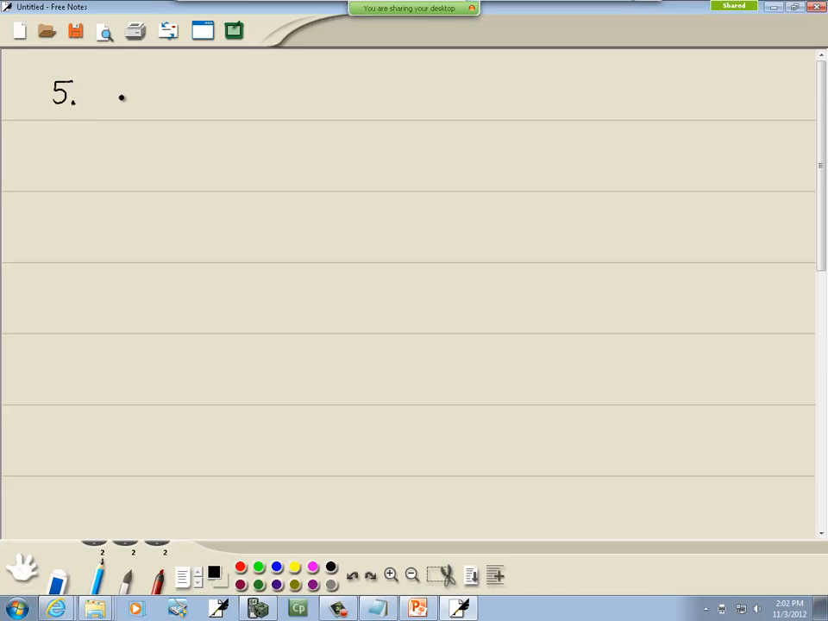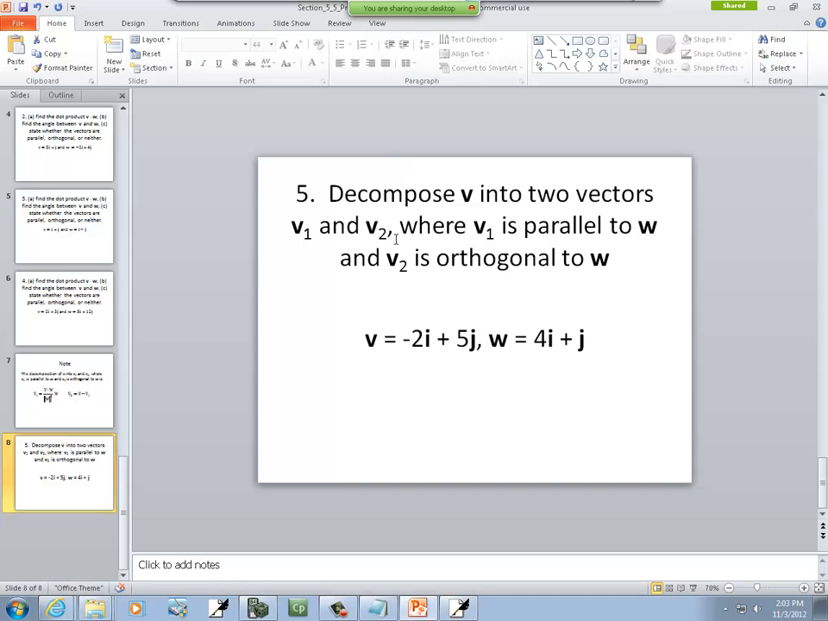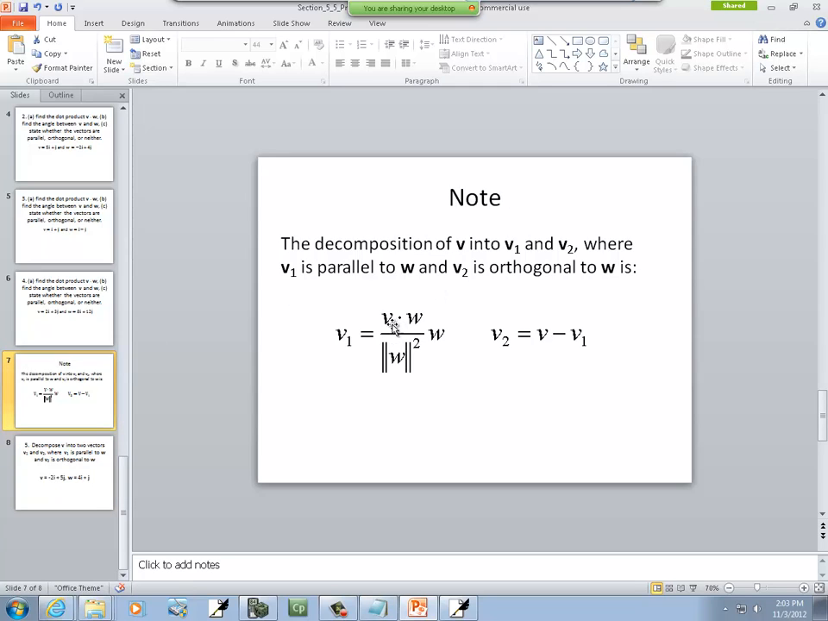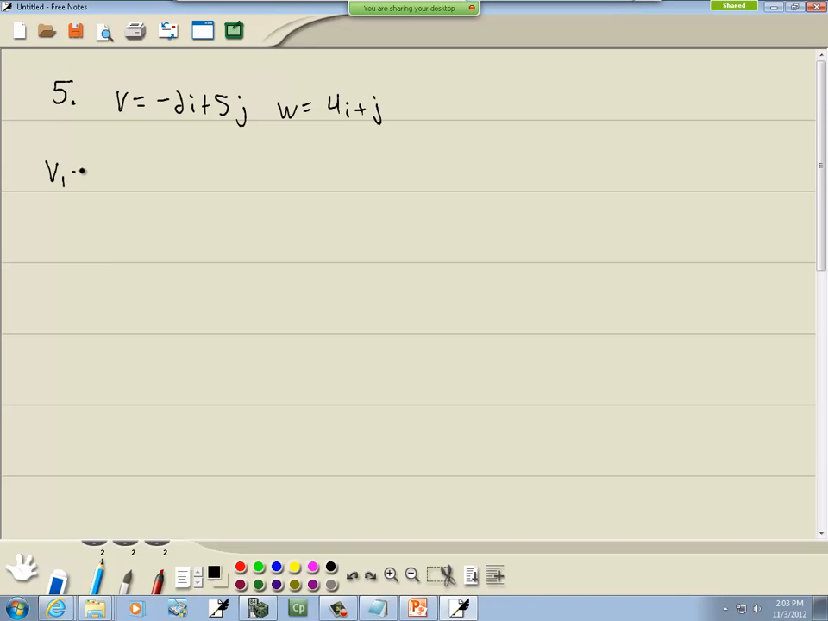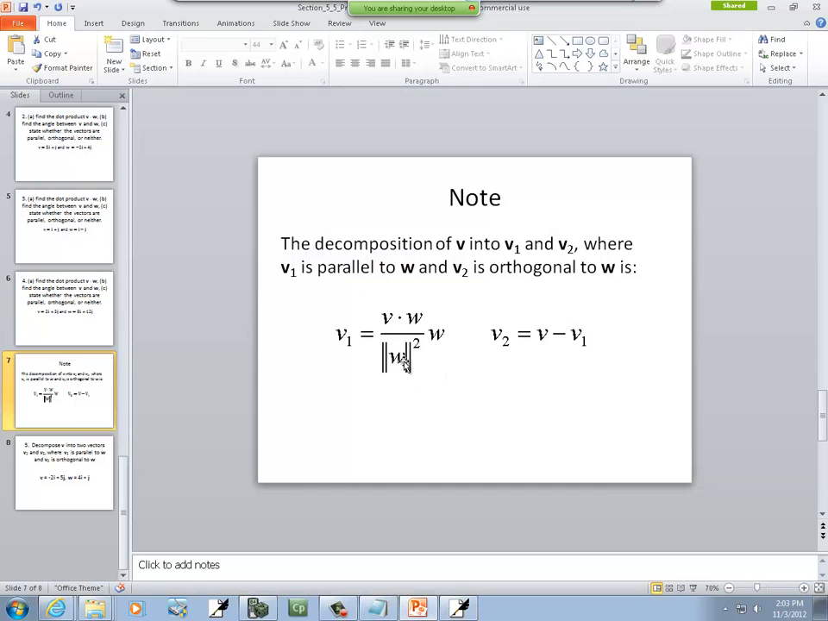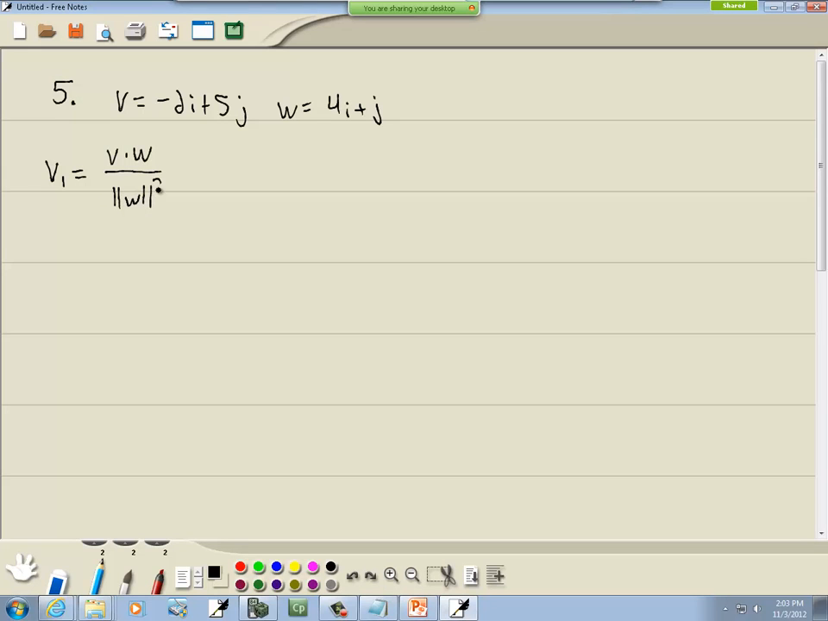Okay, so we got V is equal to negative 2i plus 5j, and W is equal to 4i plus j. It says decompose V into two vectors, V1 and V2, where V1 is parallel to W and V2 is orthogonal. So these are basically just formulas. So V sub 1 is equal to the dot product of V and W over the magnitude of W squared, times W.